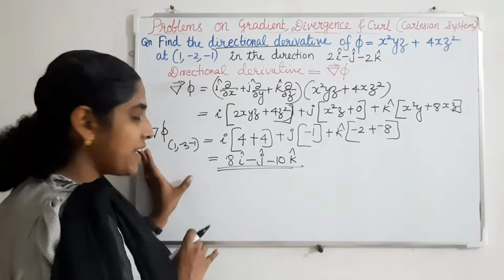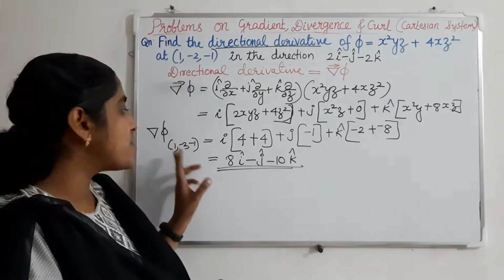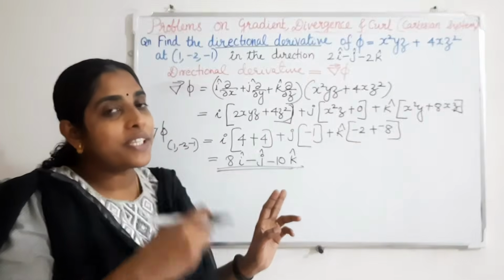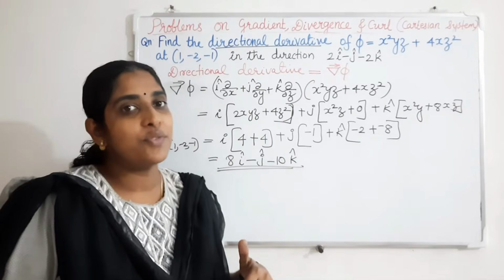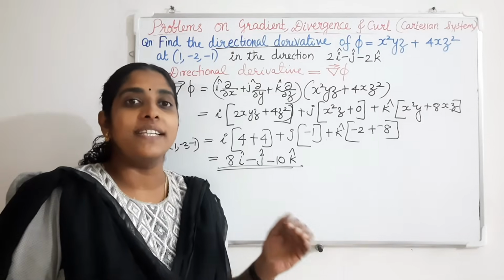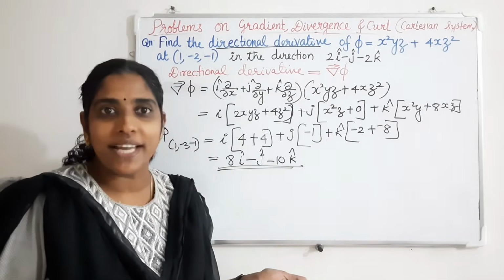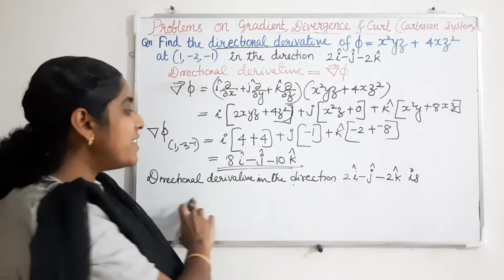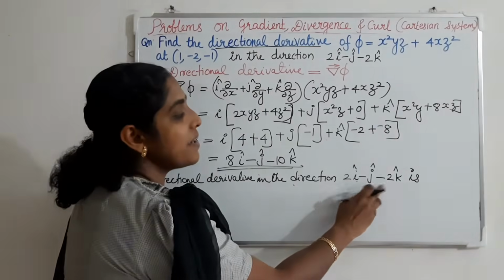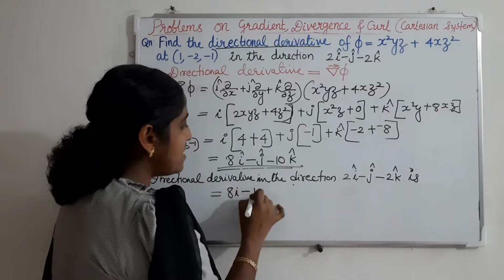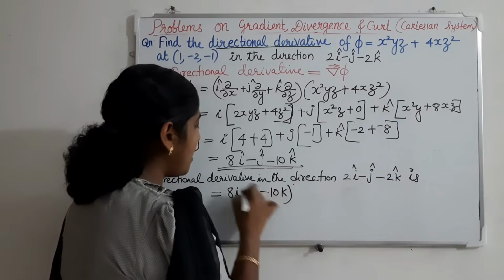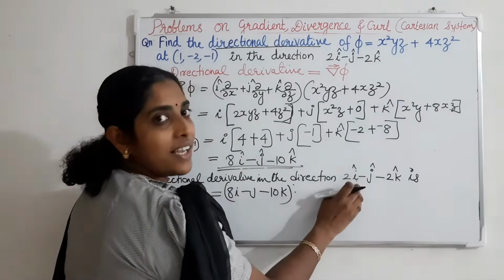We have found the gradient at (1, -2, -1). So in order to find the directional derivative in a particular direction, what we have to do is multiply it with the unit vector along that direction. Therefore, the directional derivative in the direction 2i minus j minus 2k is del phi, that is 8i minus j minus 10k, dot the unit vector along this direction.